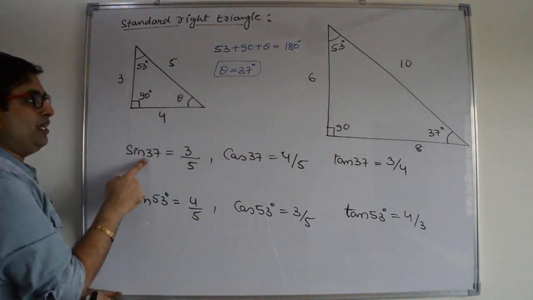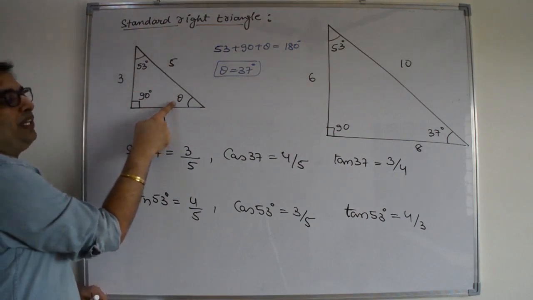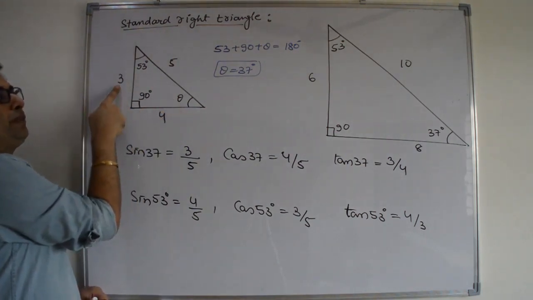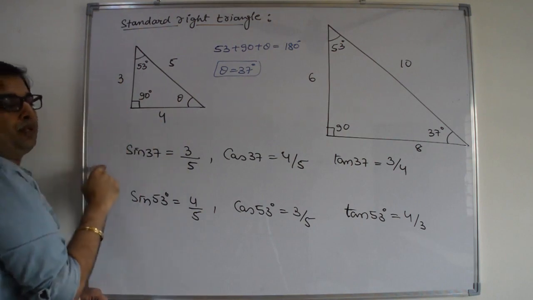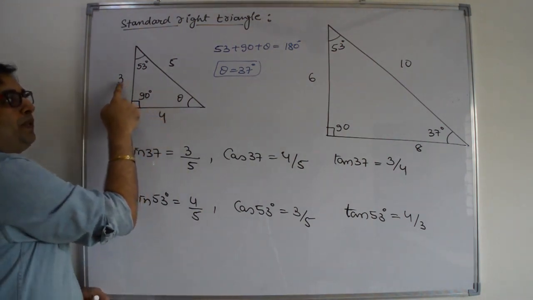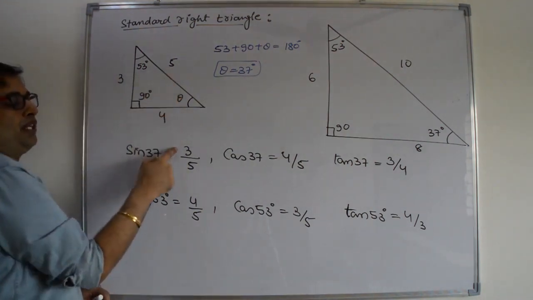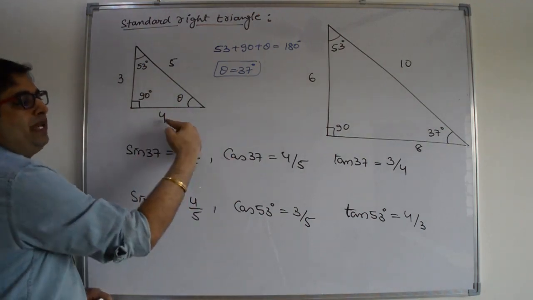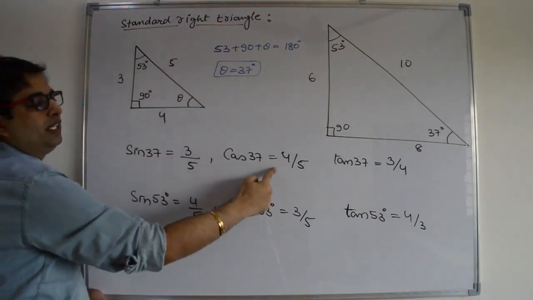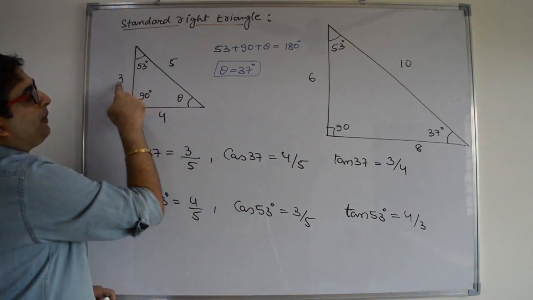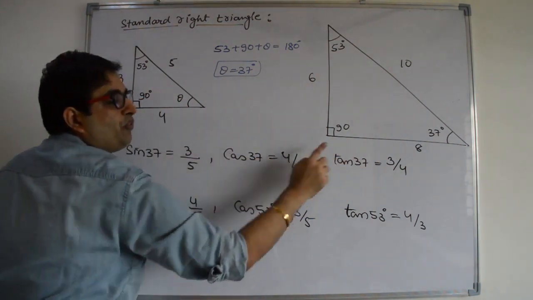What is sine 37? We are observing this angle, so this is our perpendicular, this is base and this is hypotenuse. So sine 37 is perpendicular upon hypotenuse, 3 by 5. Cos 37 is base upon hypotenuse, 4 by 5. Tan 37 is perpendicular upon base, 3 by 4.